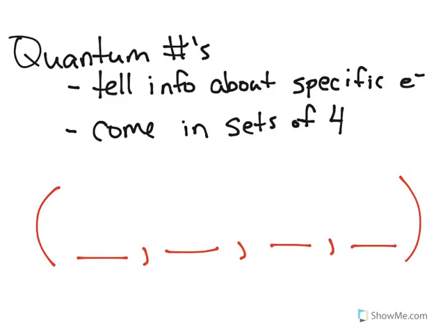So the difference between quantum numbers and electron configuration, which is your 1s2, 2s2, and so on and so forth, is that electron configuration tells you about all of the electrons, whereas quantum numbers tell you about specific electrons. And now quantum numbers come in sets of 4. So they look like one number followed by another number, followed by another number, followed by another number, usually with commas and parentheses around them.